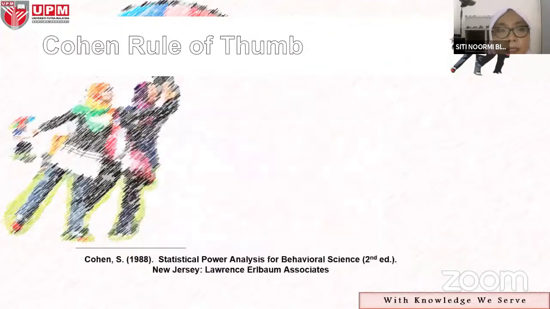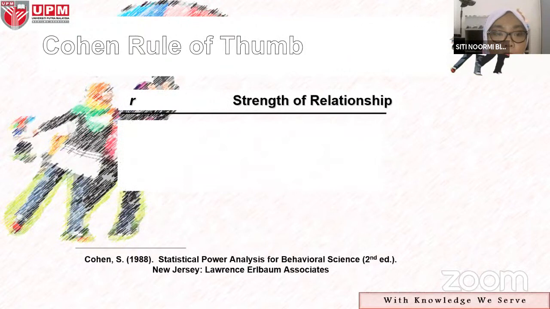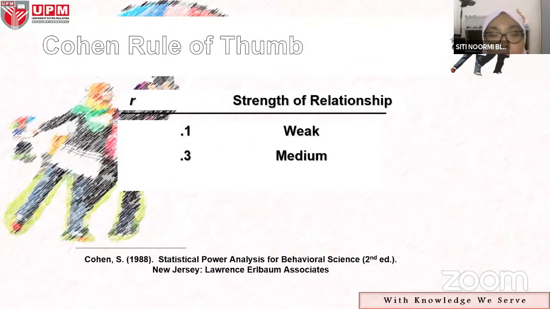Another option that you can also use is the Cohen rule of thumb. Cohen only provides you with three indicators: 0.1, 0.3, 0.5. You can also use this guideline to elaborate your r value, the correlation coefficient.